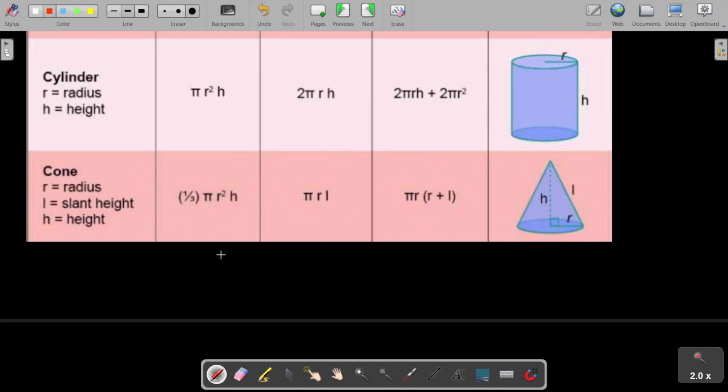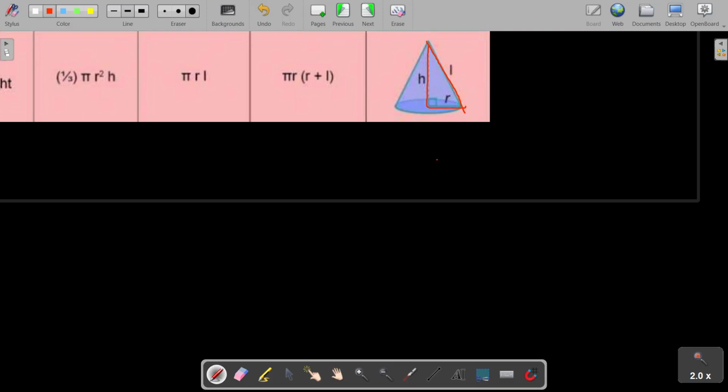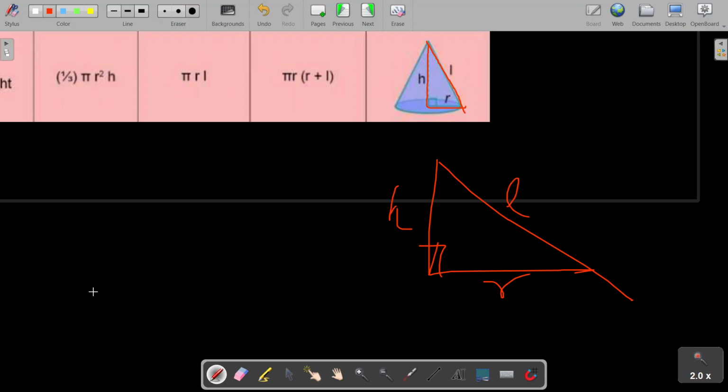Okay, so for a cone, this is the volume of the cone: 1 by 3 pi r squared h. And we have a term, slant length, also here. As you can see, this thing right here looks like a right angle triangle. So let me draw it here, a right angle triangle. This is r, this is the 90 degree angle, this is h, and this is the length l. So by using the Pythagoras theorem, we can write l squared is equal to h squared plus r squared.